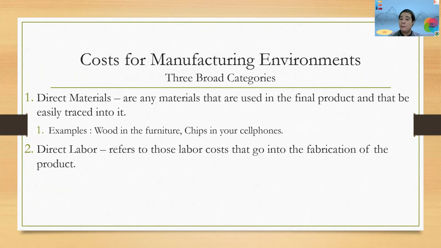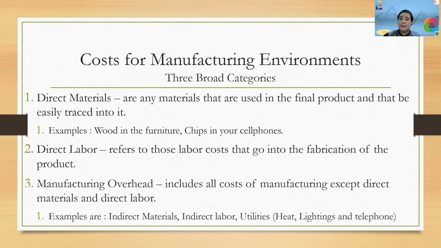It refers to those labor costs that go directly into the product. So it goes into the fabrication of the product, no? So the people who actually work on it, that is what we call direct labor. And lastly is manufacturing overhead. It includes all costs in manufacturing except direct materials and direct labor.